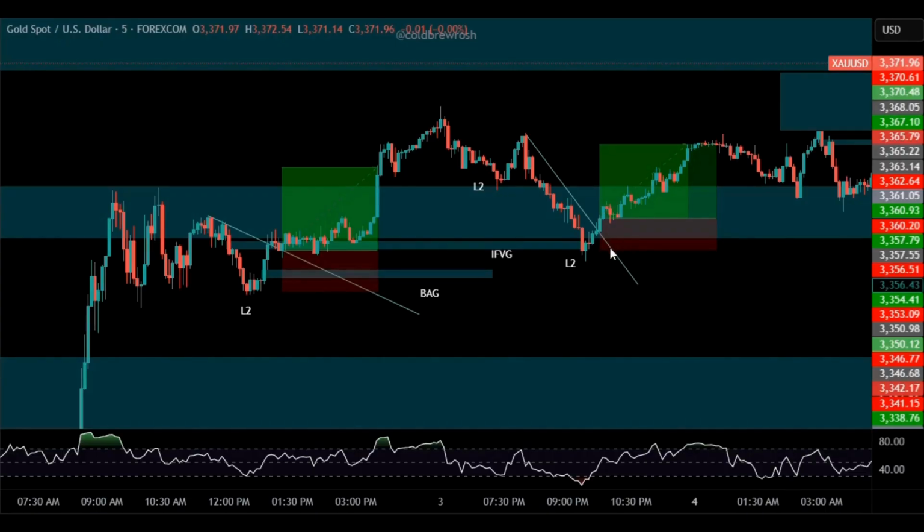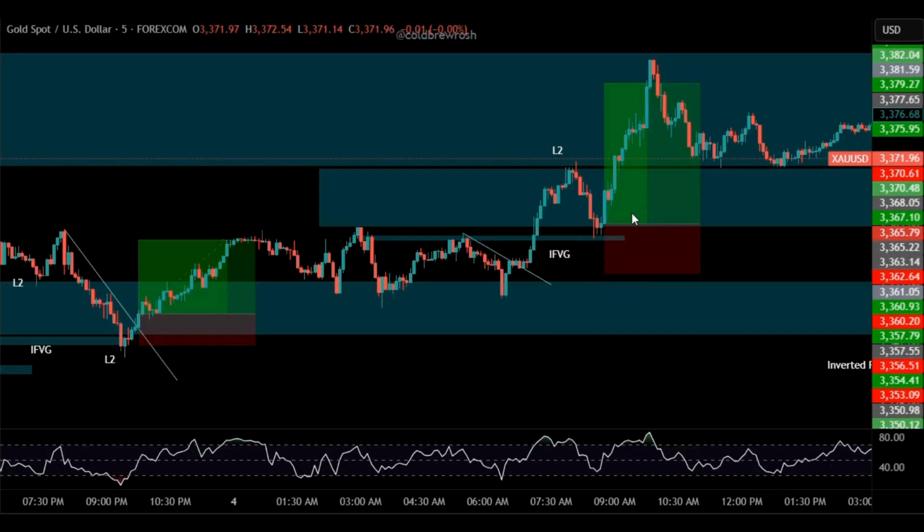And your stop loss should go behind this inverted fair value gap. You don't have to go all the way down to a swing level, because if it's going to go past this inverted fair value gap, it's going to go down.